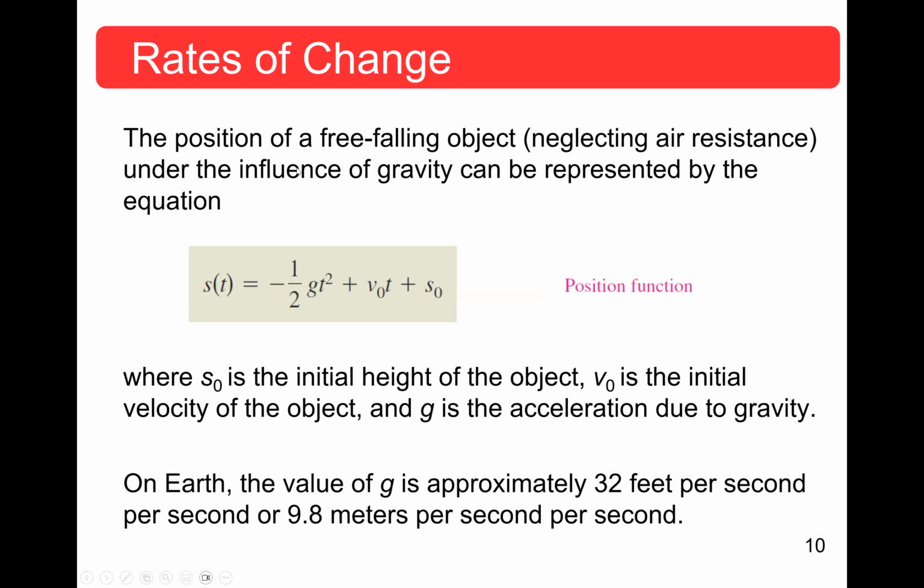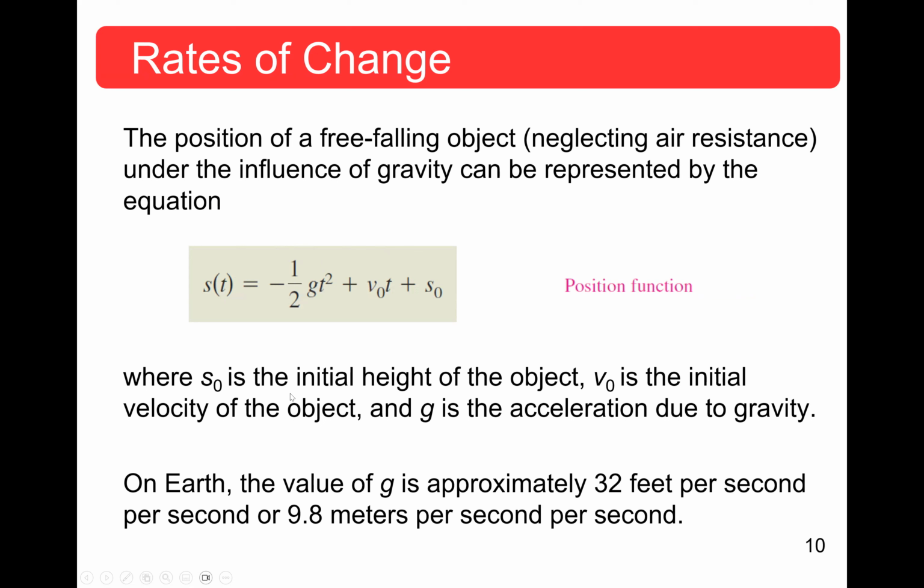So here we have the position of a free-falling object. We're neglecting the air resistance. Under the influence of gravity, it can be represented by the following equation: S at t equal to negative half g t squared plus v sub o t plus s sub o. This is again our position function.